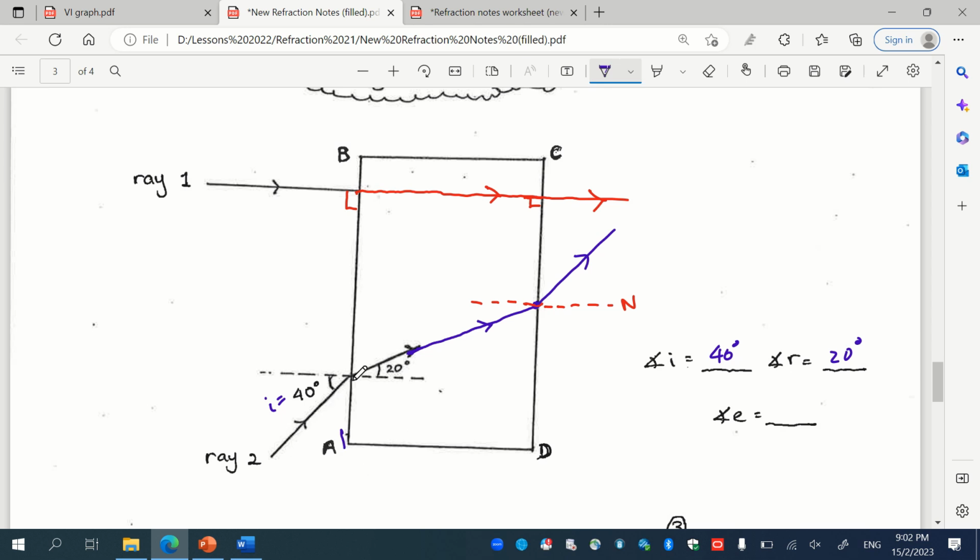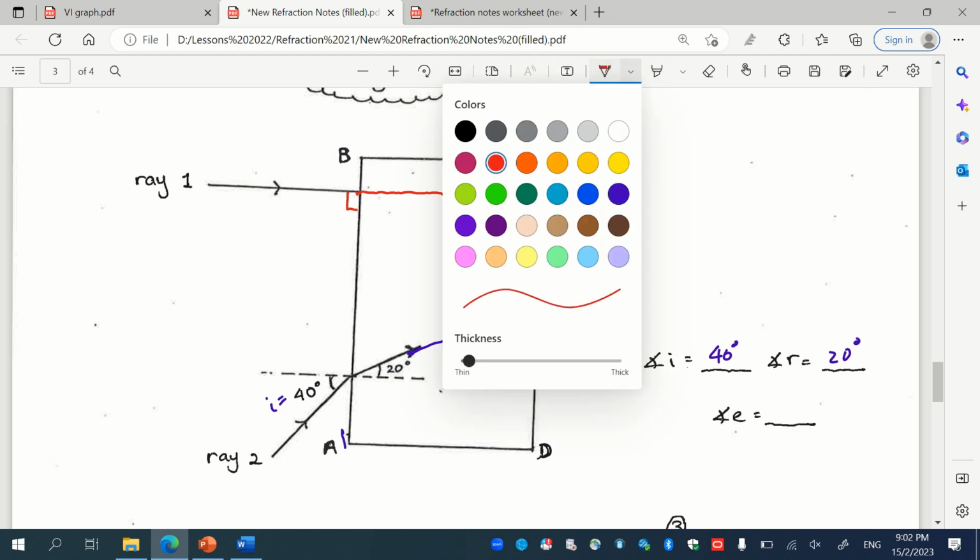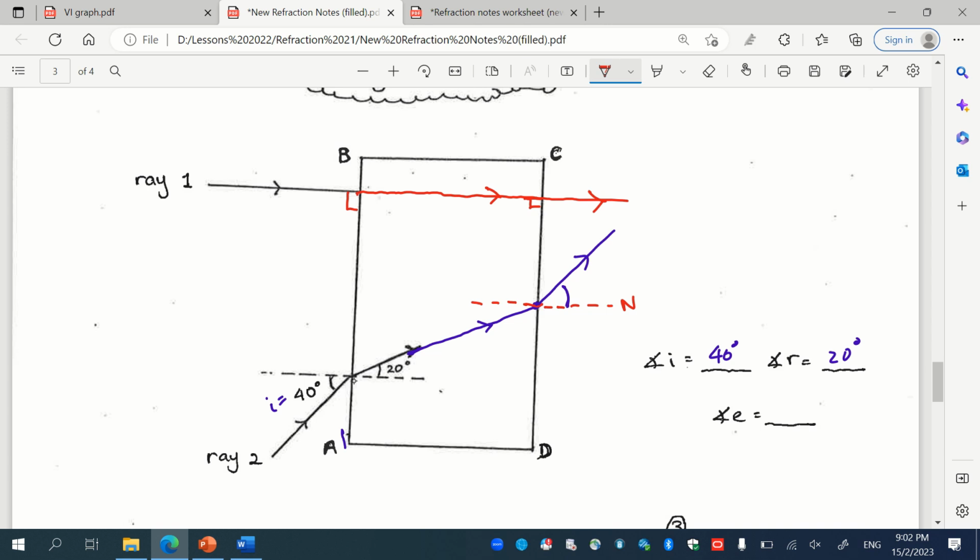Okay? So where is my emergent ray? Wait, there's lag. My emergent ray is here. So if this emergent ray and incident ray are parallel, what do you think is the emergent angle? Angle E will be how much? Parallel, it will also equal 40 degrees. So angle E is also 40 degrees.